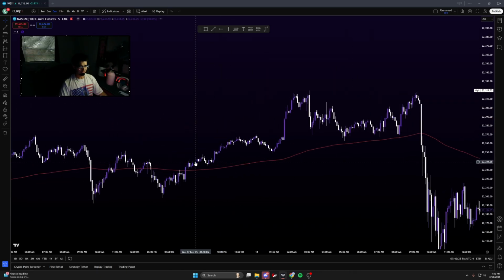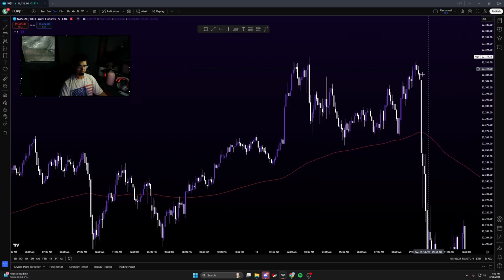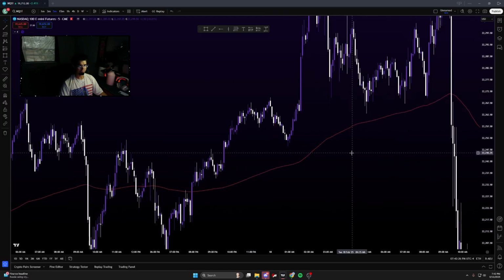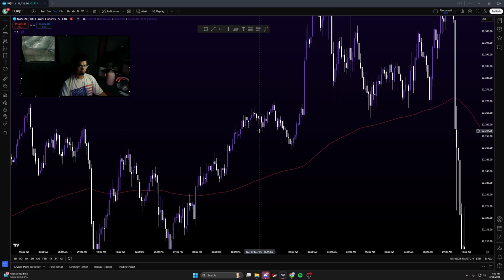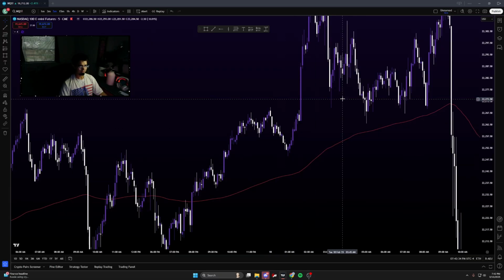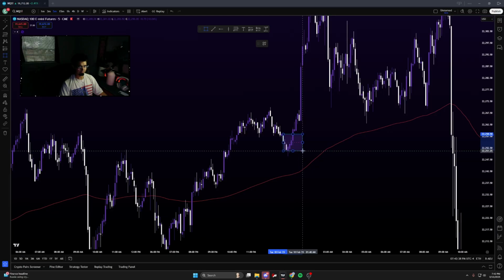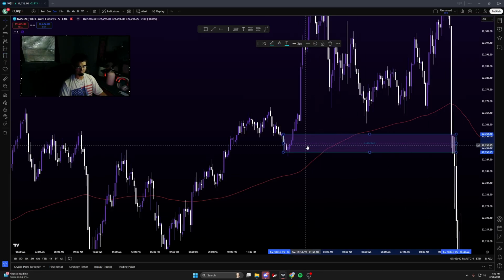Let's show you another order block. We see move down, move up, move down, move up, move down, move up, and then once it continued moving up, that's how we know this is an order block right here. And then we see it gets invalidated right there.